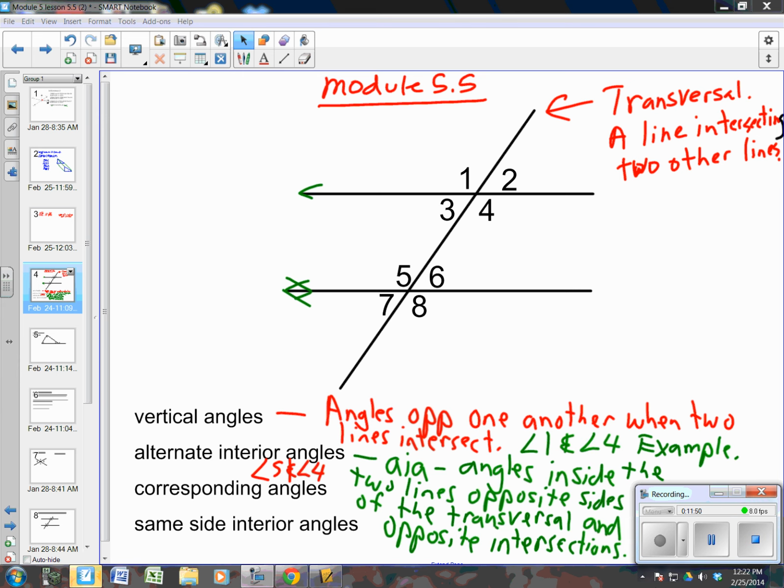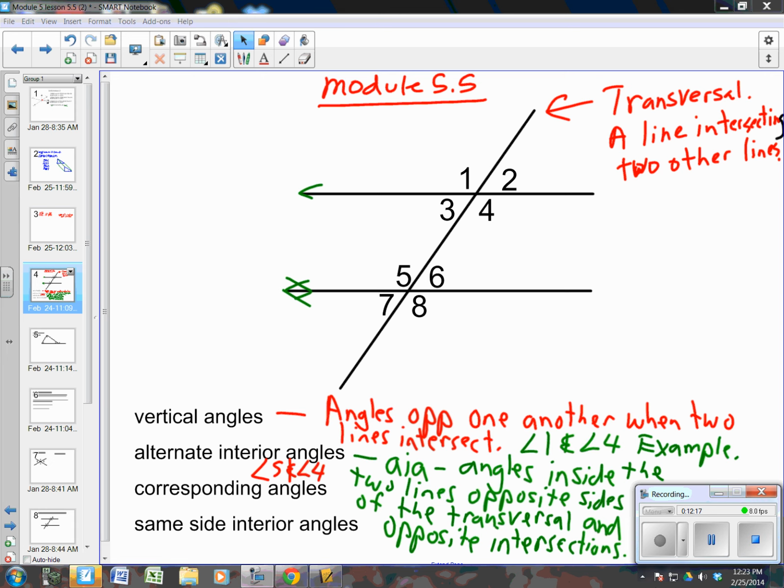Yes, they're in between these two lines. They're on opposite sides of the transversal, so one on the left, one on the right, and opposite intersections, so one on the top and one on the bottom. So 3 and 6 or 4 and 5. They're alternating interior. That's cool, huh? Alternating interior angles. That's alternate interior angles.